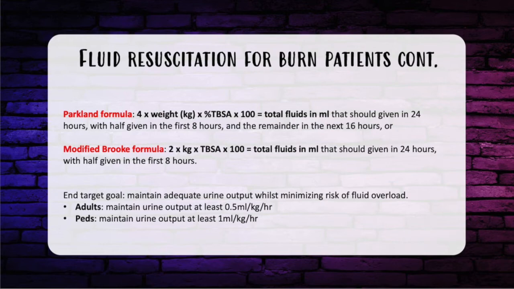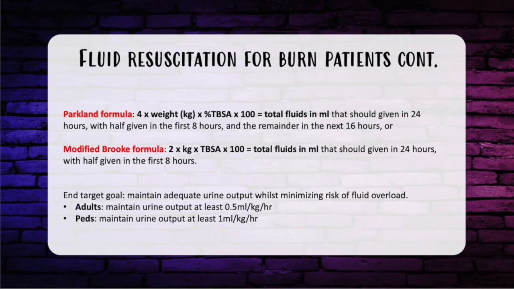The ultimate goal of any resuscitation, whether using Parkland or modified Brook, is to maintain urine output. And in adults, that's 0.5 milliliters per kilogram per hour. And in peds, that's 1 milliliter per kilogram per hour, at least. Many burn centers nowadays, they start at a Parkland or a modified Brook rate. And then every hour or so, they titrate the fluids down based on the urine output. That way, they decrease the risk of fluid overload.